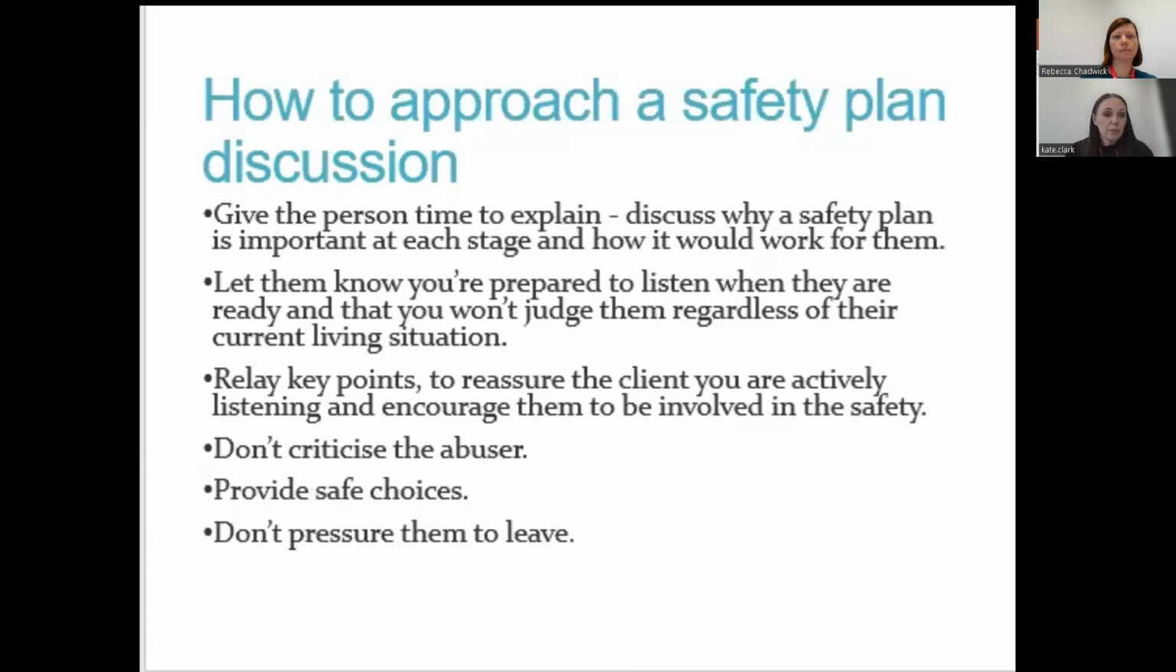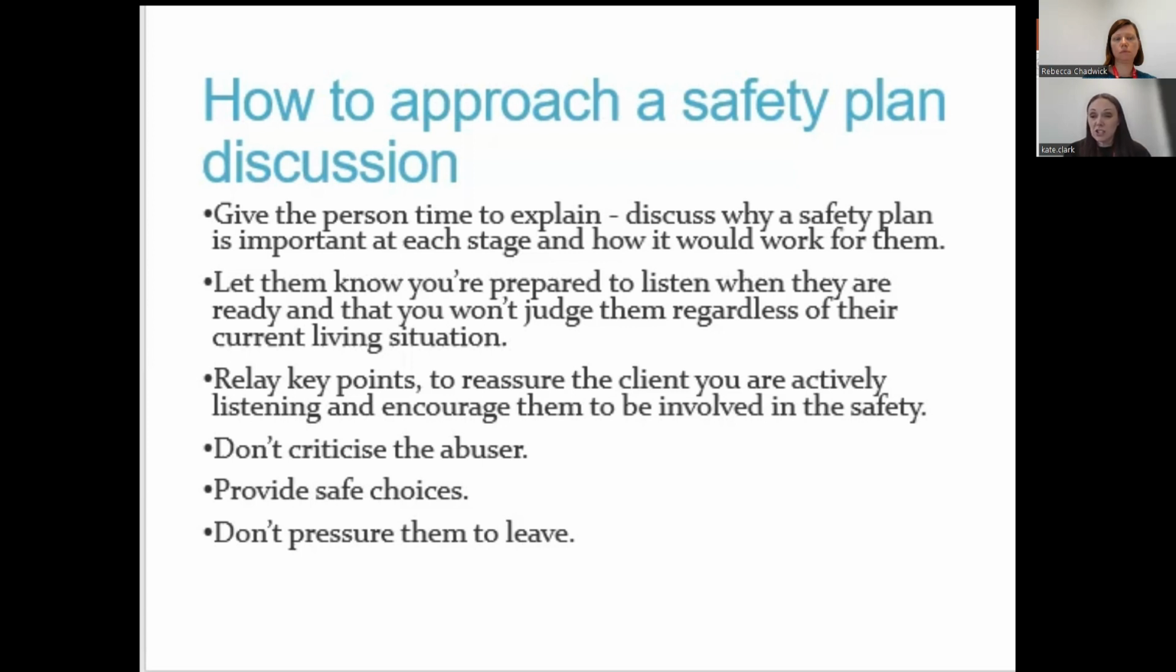So, how to approach a safety plan and discussion. It's important that that person fully understands what the safety plan is, why it's being implemented. Let that person know you're prepared to listen when they are ready, that you're not going to judge regardless of the situation. Relay any key points. So anything they've mentioned to you that you think significant, make sure you're repeating that back so that person is aware that you're actively listening to that conversation and you're taking it seriously. As I always say, never criticise the abuser, because that might just put the barriers up.